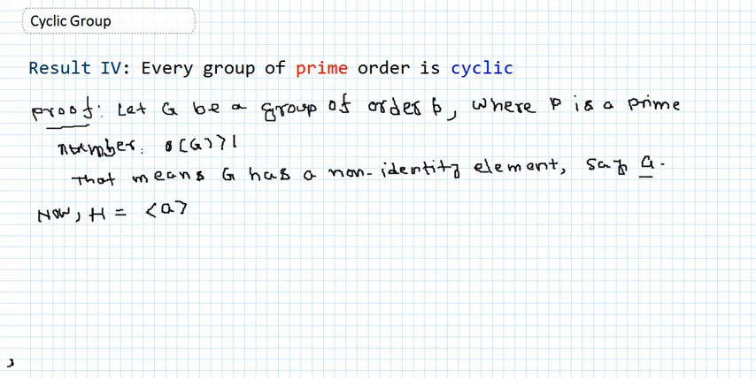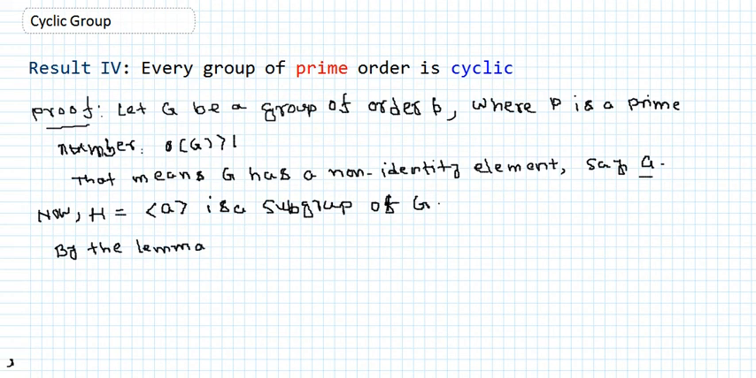So we take H, which is generated by the element A. Now H is a subgroup. In the last lecture we talked about how this is a subgroup. Sorry for my handwriting. So H is a subgroup of G. Now using that lemma, because it is a subgroup of G, by the lemma the order of H must divide the order of G.